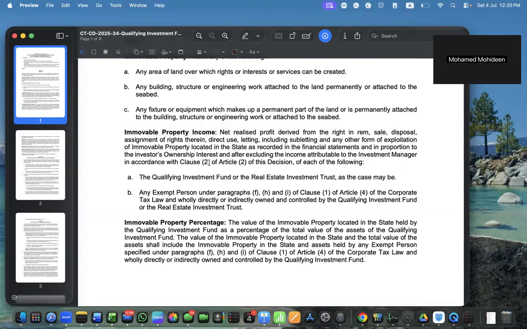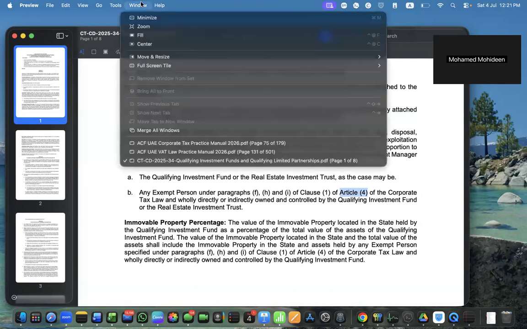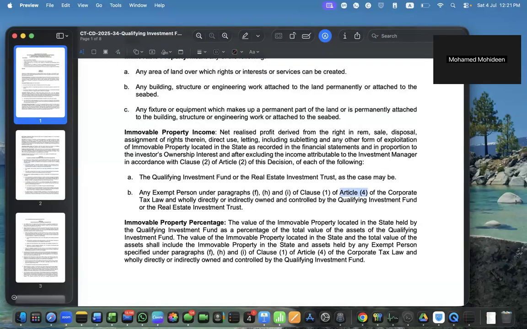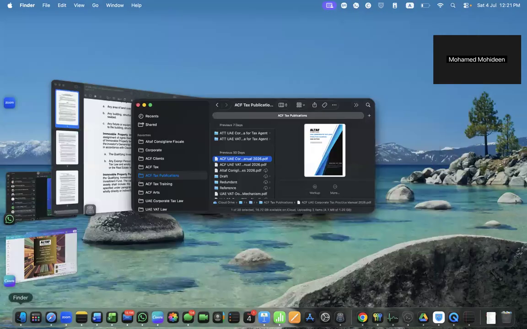That will be the profit in accordance with clause 2 of article 2 of this decision of each of the following: the qualifying investment fund or the real estate investment trust. So what is this? We're talking about the profit, or the net income, of the immovable property of the fund. Any exempt person under paragraph F, H, and I of clause 1 of article 4 of the corporate tax law. So this is the mother article of exemption, if you remember, right? Under article 4, we had different clauses, F, H, I of clause 1. If we want to see that, we should be able to see that as well. Let me open that quickly so that we remember what we are talking about.